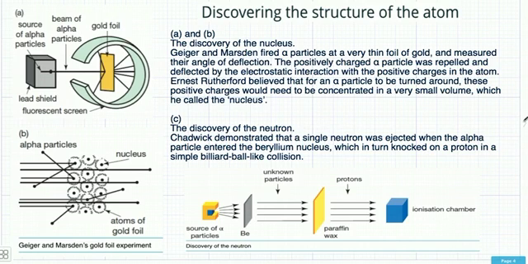Now I've given you a sheet to stick into your book for this one. I just wanted to talk you through a little bit of what's on the sheet. So the first pictures A and B are about the discovery of the nucleus. And this was done by Geiger and Marsden, who were two people who worked with Ernest Rutherford, who again is a name that keeps popping up.